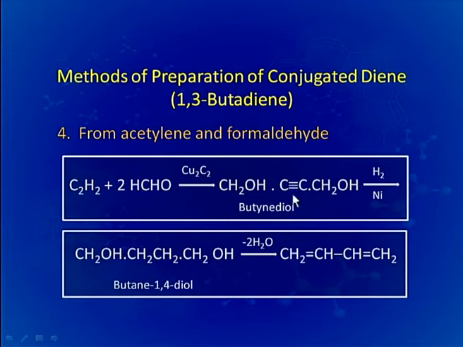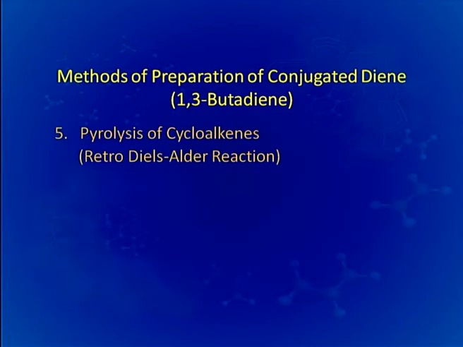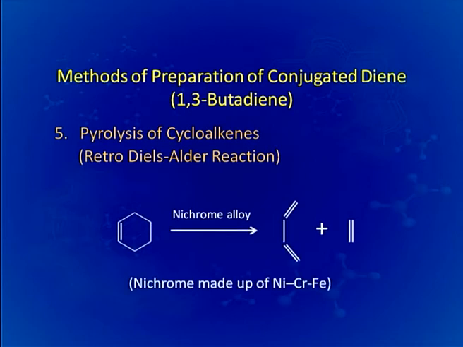Hydrogen is being added across this carbon-carbon triple bond and here we are getting the saturated compound. After that, as we did in the earlier method, 2 moles of water will be removed and we will be getting 1,3-butadiene. Pyrolysis of cycloalkene. This is another important method.